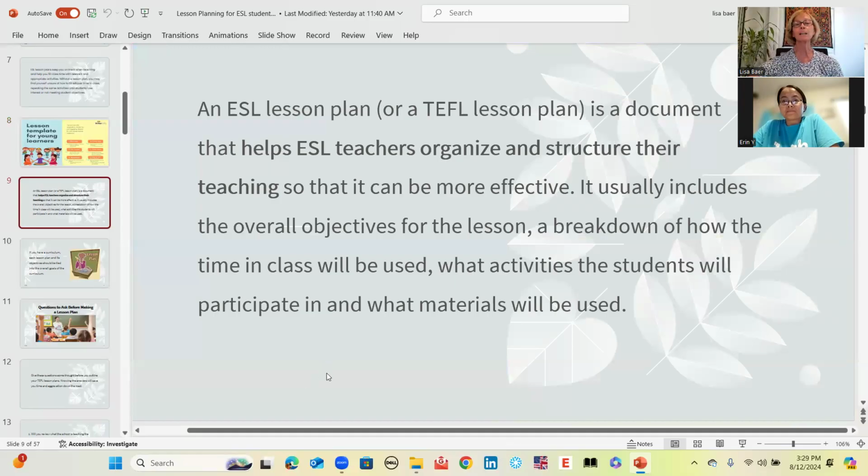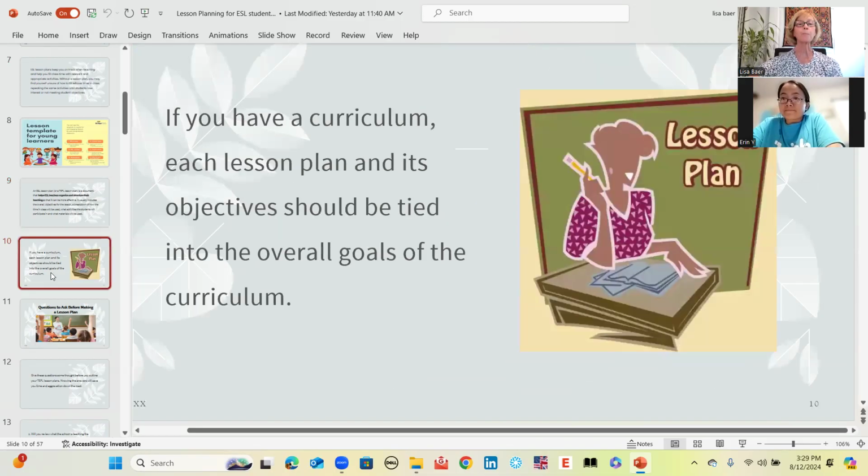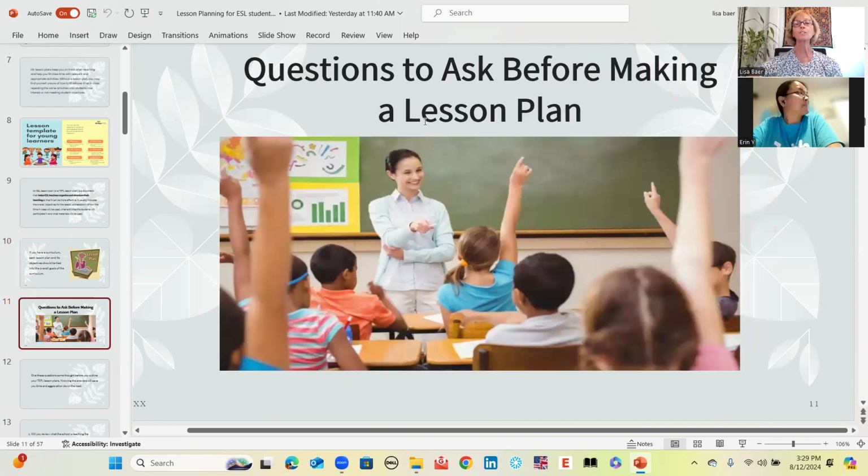An ESL lesson plan or a TEFL lesson plan is a document that helps ESL teachers organize and structure their teaching so that it can be more effective. It usually includes the overall objectives for the lesson, a breakdown of how the time in class will be used, what activities the students will participate in, and what materials will be used. I mean, that's pretty simple. If you have a curriculum, each lesson plan and its objectives should be tied into the overall goals of the curriculum.